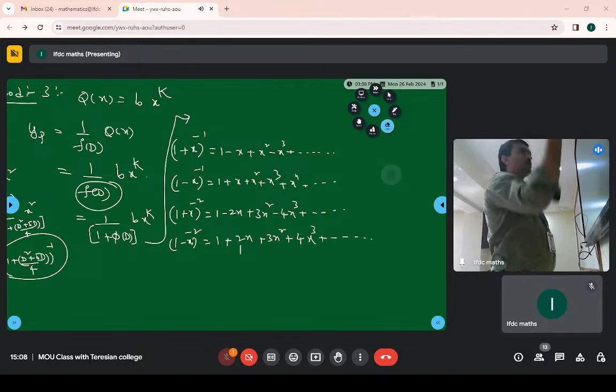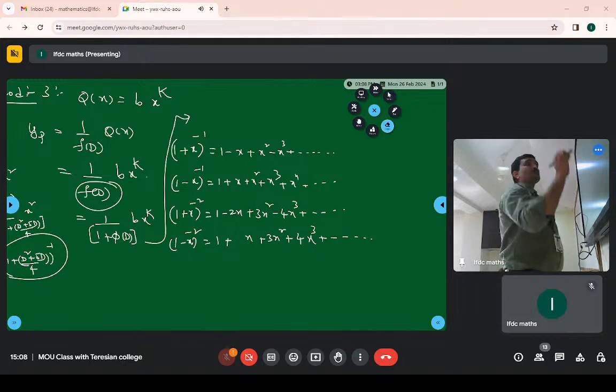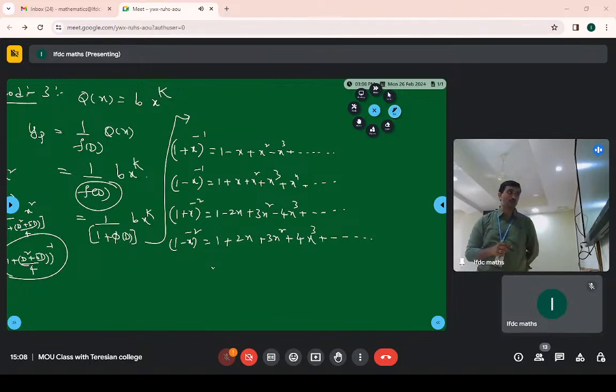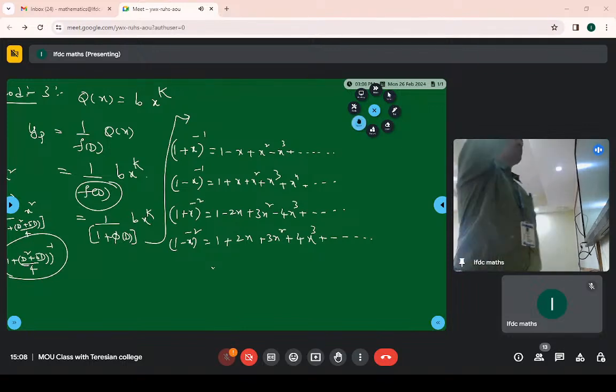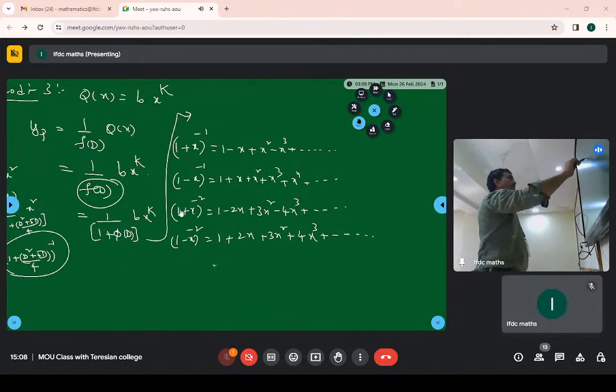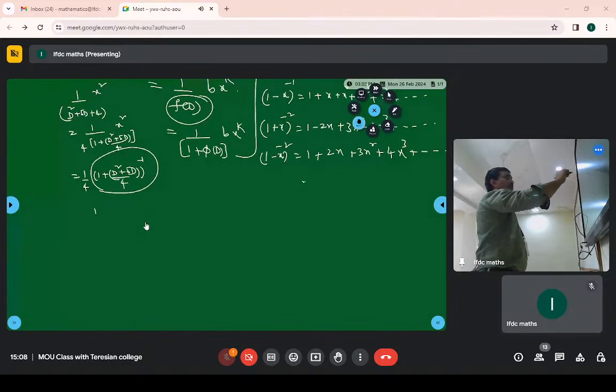So this is also one of the important formulas to be noted: 1 plus 2x plus 3x² plus 4x³ plus so on. These kinds of problems are also very, very important. If the right hand side function is given in terms of x power, we need to expand it so that we will get the required answer.